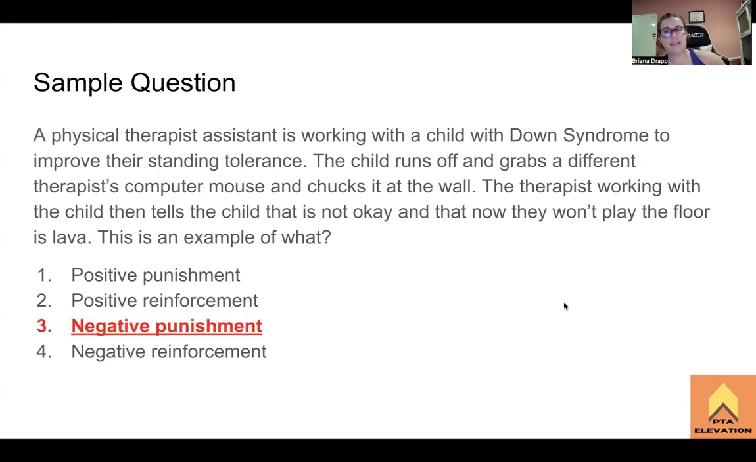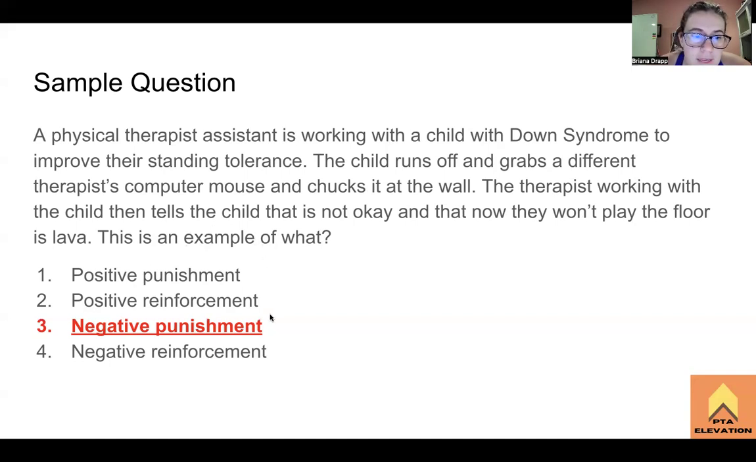All right, guys, this is an example of negative punishment. So, yes, this happened. I was the victim of the mouse being chucked at the wall. My mouse is okay and it still works. So that's good. But anyways, this child does something that's not okay, and so they have done an undesired behavior, which has been established. Therefore, they want the patient to stop doing that behavior.